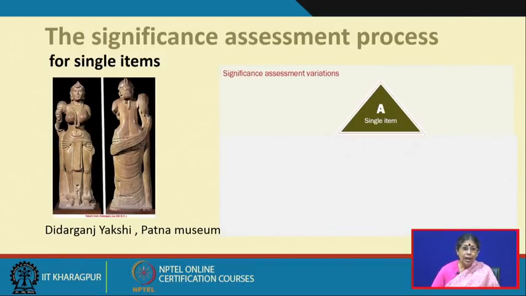Let us take this example. This is a very famous piece of sculpture known as the Didarganj Yakshi, located in the Patna Museum. It is made out of a simple piece of marble stone and is more than 6 feet high. It was discovered by chance in a place called Didarganj, and that is why it is known as the Didarganj Yakshi. There is a controversy about which period it belongs to, but most people say it is from Ashokan times. It is a beautiful sculpture with all the details of the folds of the cloth, the drapery and the ornaments. It is almost not damaged at all, and is a remarkable piece in the Patna Museum. So, this is an example of a single item for which the assessment can be done.